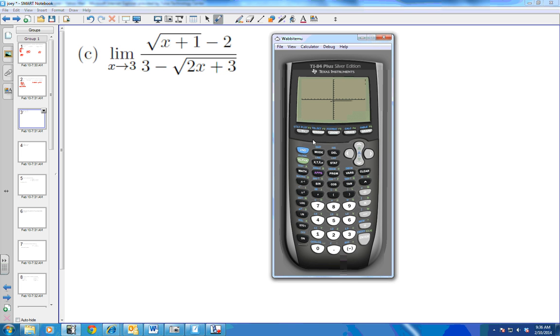But what they're wanting to know is, where is this graph approaching when x is getting closer to 3? Well, I do have an answer. Here's when x is 3. I want to know what this y value is. So let's go to our table.